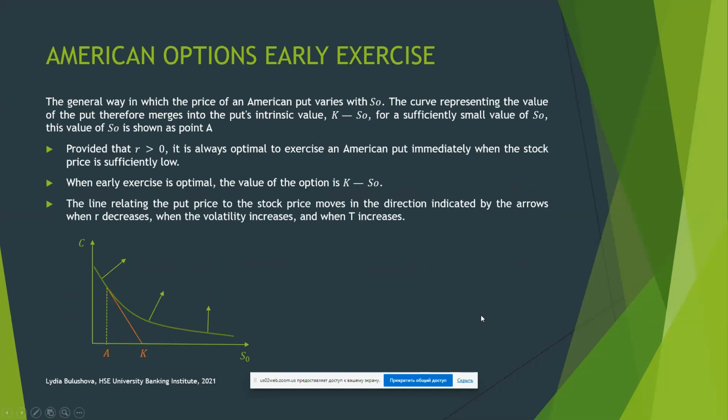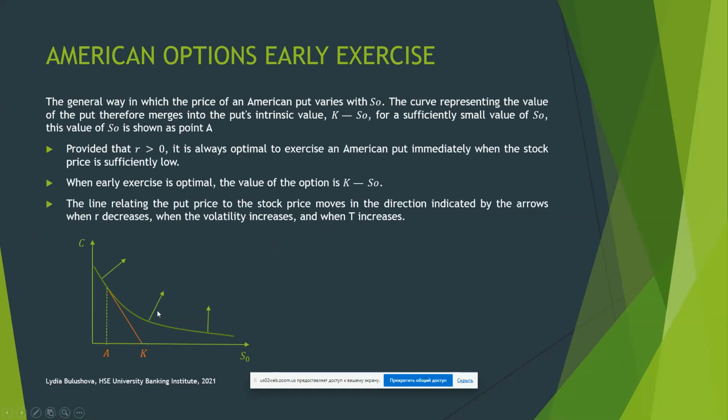So here we've got the same graph. I will correct this mistake. There shouldn't be C, there should be letter P for a put option. So there is a put option price, and this is an asset price. Here we denote with red the K strike level. So this is the value of a put.